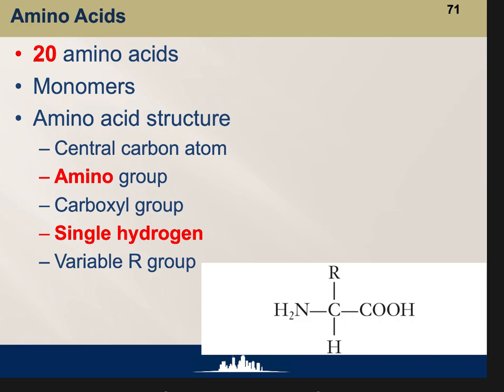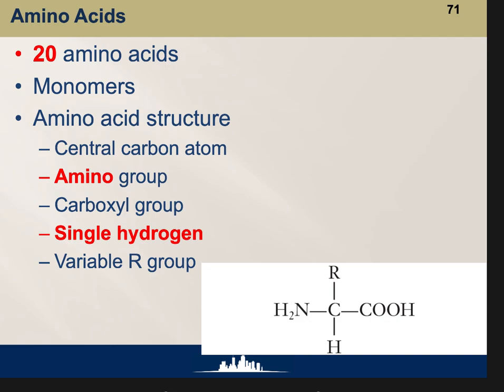Now with proteins, we really have to consider amino acids, and there are 20 amino acids, and these are the monomers of proteins. The amino acid structure is a central carbon atom. There's an amino group, a carboxyl group, a single hydrogen, and a variable R group.